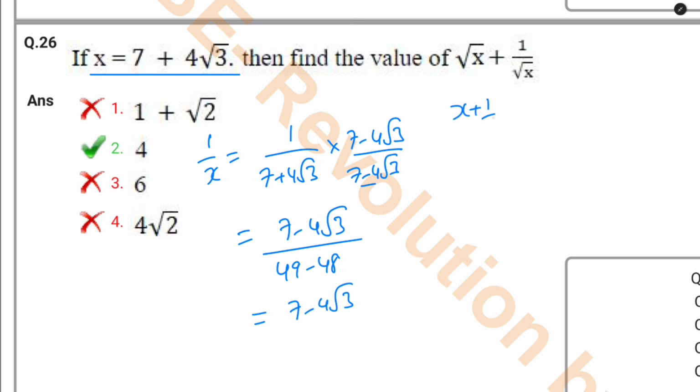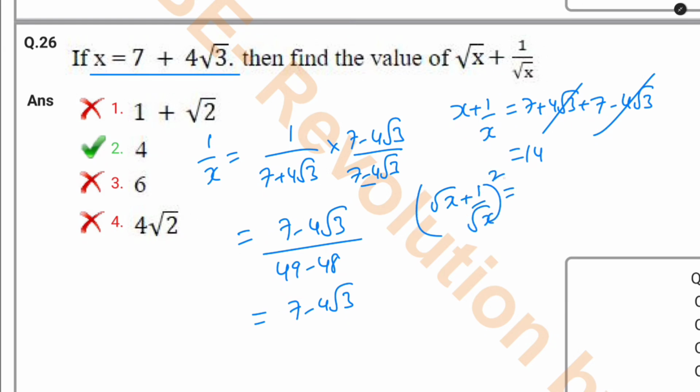Now here x plus 1 by x. This will be 7 plus 4 root 3 plus 7 minus 4 root 3. 4 root 3, 4 root 3 cancel. This will be 14. Now we will do root x plus 1 by root x.